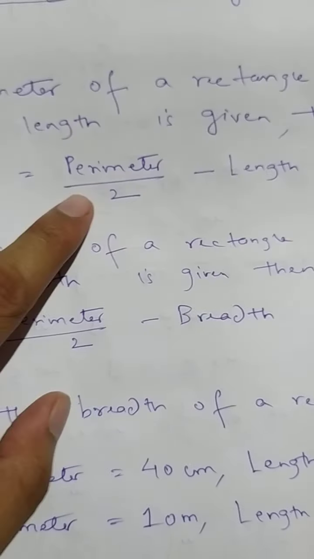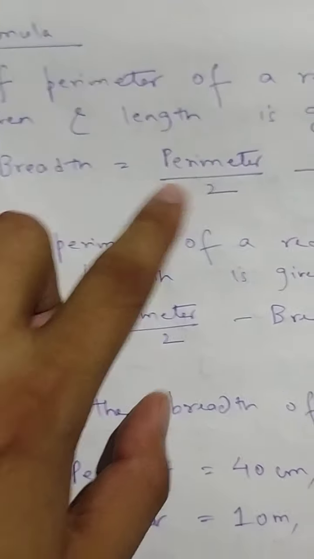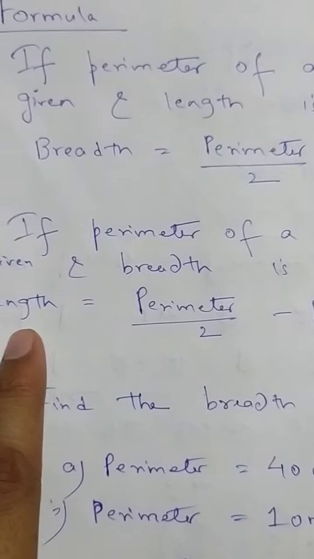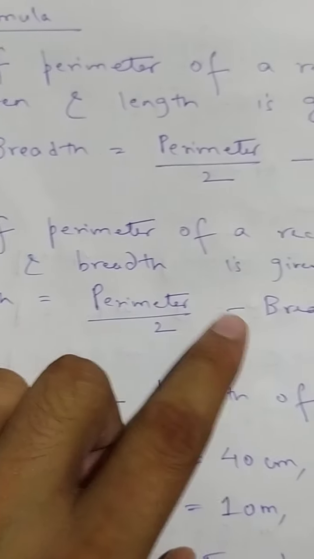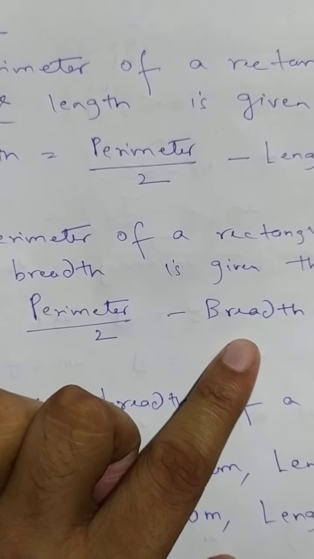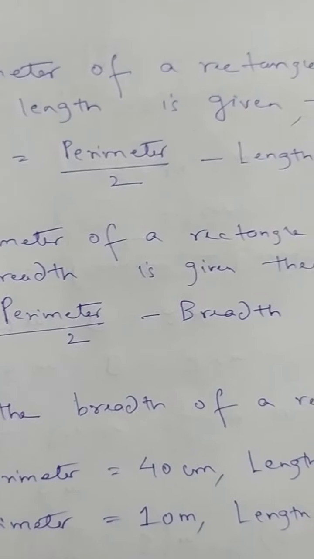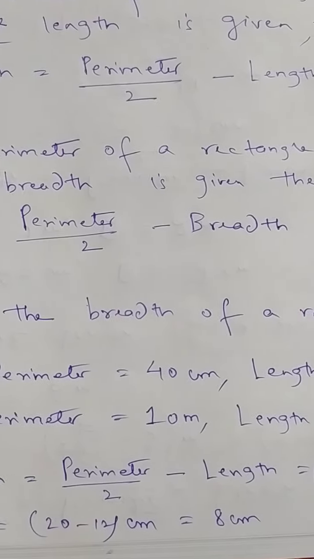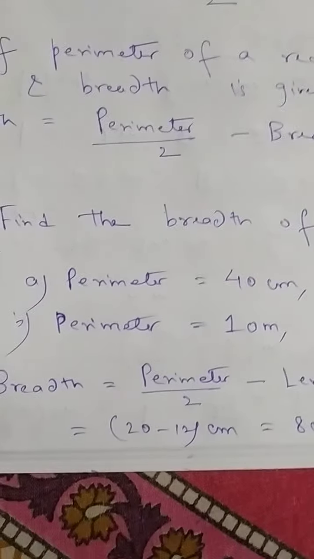So these two formulas: this one is for breadth, perimeter by 2 minus length, and this one is for length, perimeter by 2 minus breadth. Both in the case of a rectangle. So these two formulas you have to write down in your copy and you have to remember. So let's start with some examples.